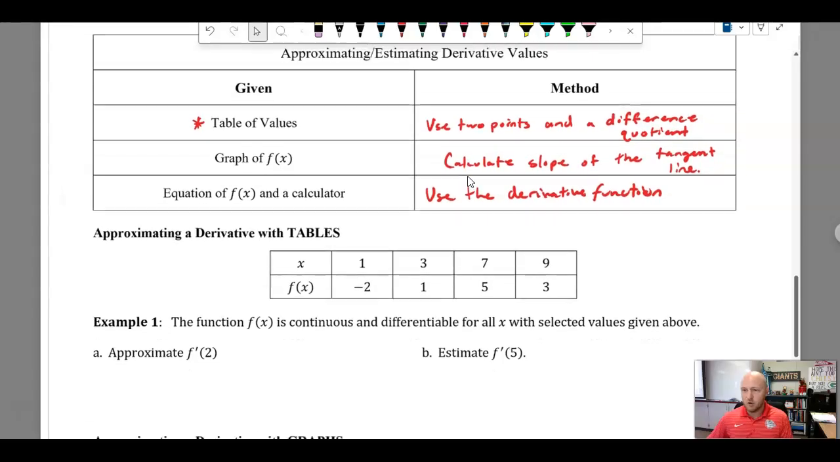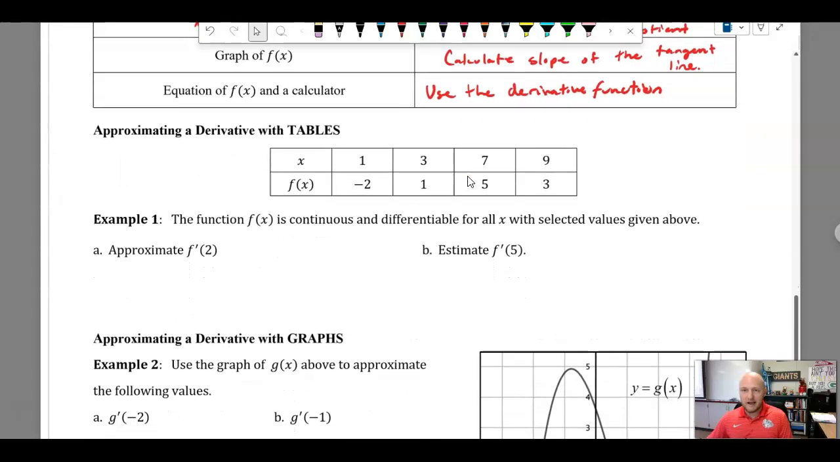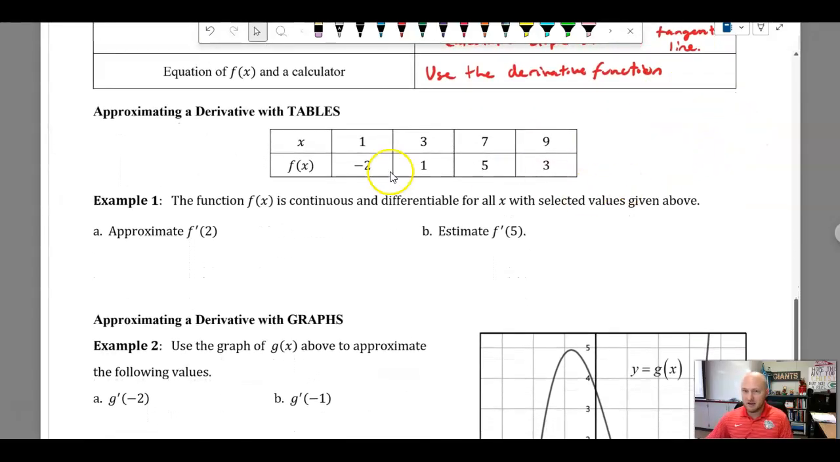Okay, so let's go ahead and see how this is applied on the AP exam. Here they say the function f of x is continuous and differentiable. Ooh, new vocabulary word possibly for you. For all x with selected values given above. First of all, differentiable just means that you can take a derivative at that point. Okay, so we'll kind of ignore that. We'll come back to that vocabulary word.